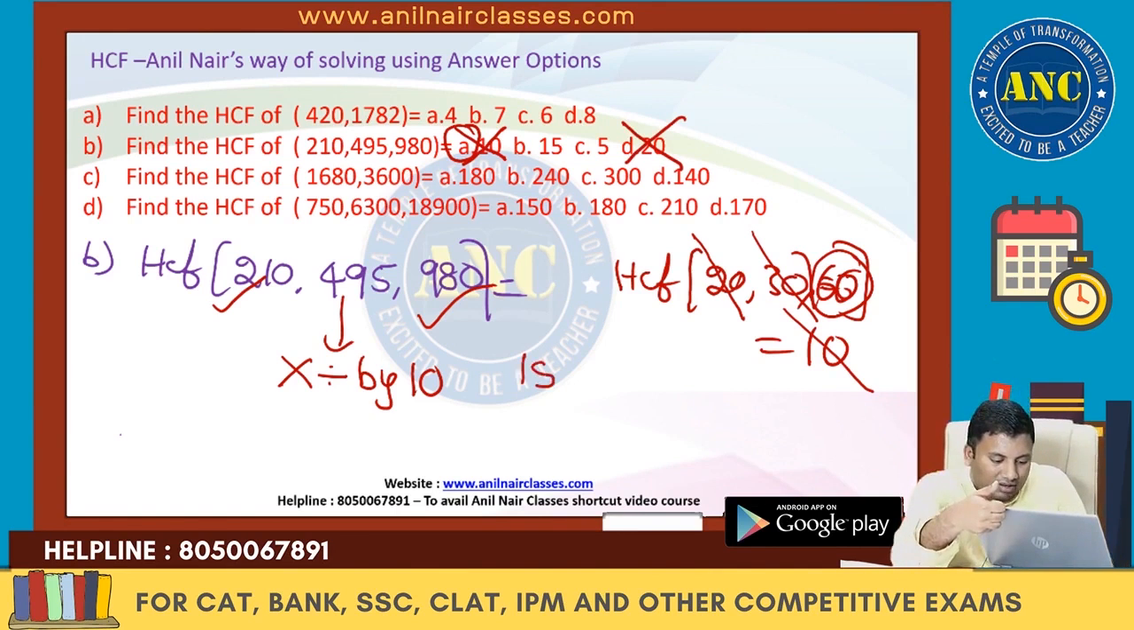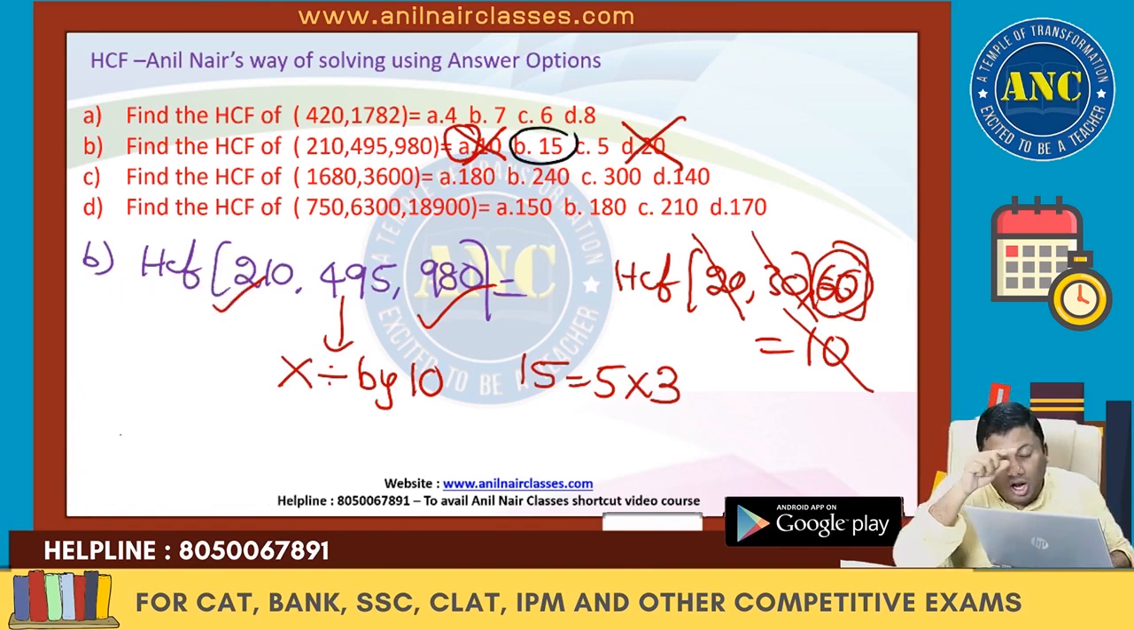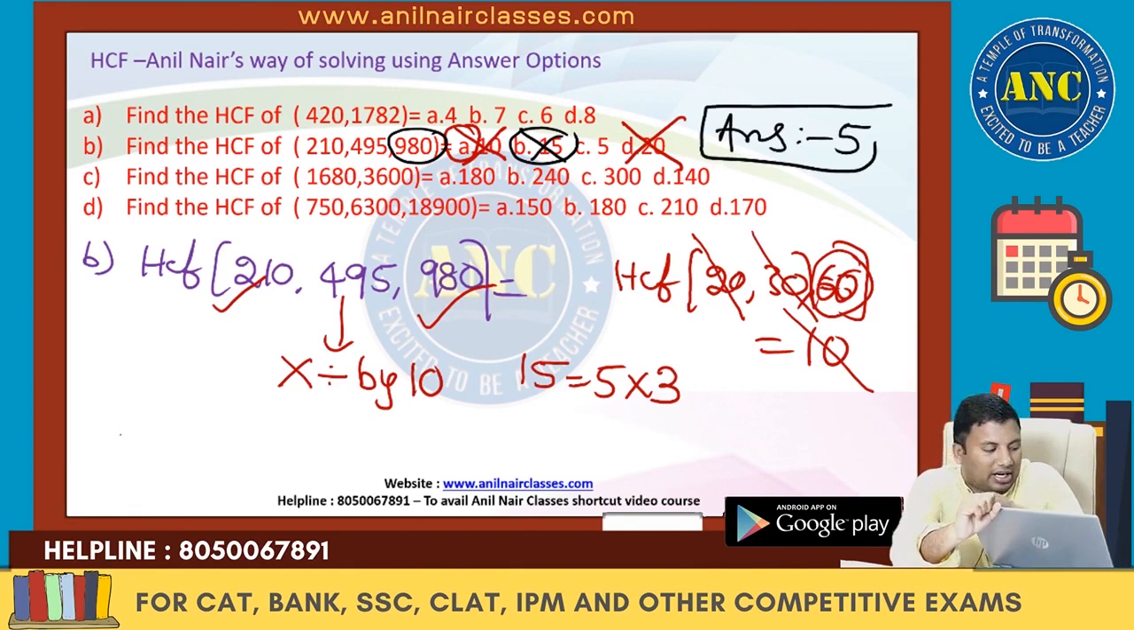Now we will see 15. 15 is 5 into 3. That means if the answer is 15, it is divisible by 3. All the three numbers should be divisible by 3. 980: 9 plus 8, 17. 17 is not divisible by 3. So 15 is out. Second one, the answer is 5.